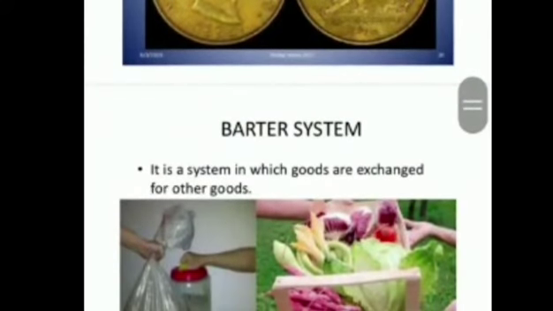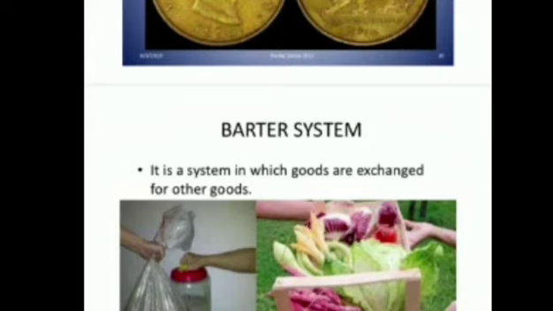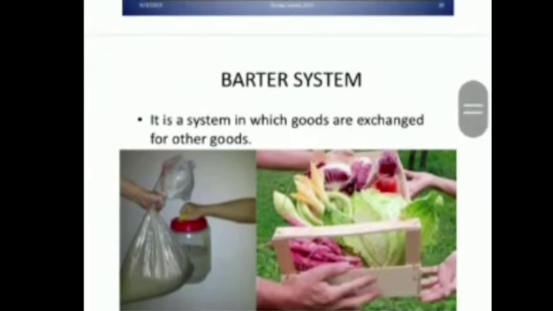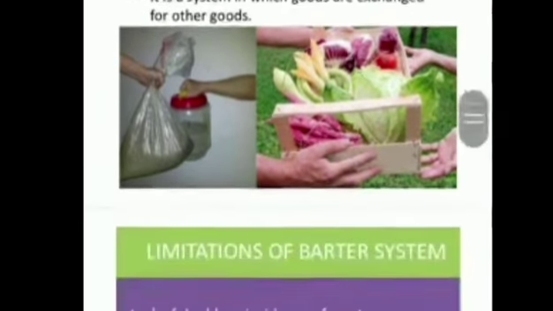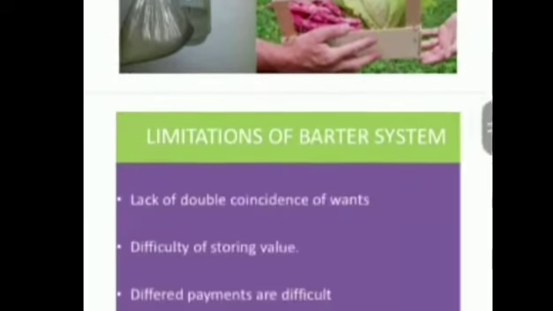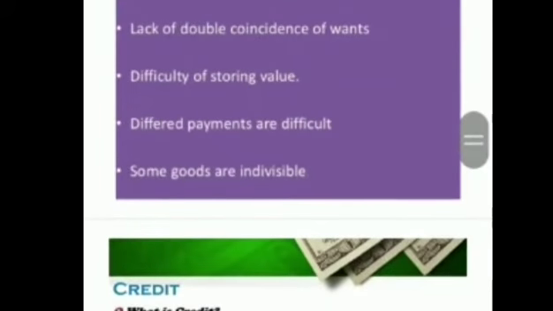Here we see the barter system. Now what is barter system? Barter system is a system in which goods are exchanged for other goods. But there are a lot of constraints or limitations of barter system. We'll see here what are the constraints.